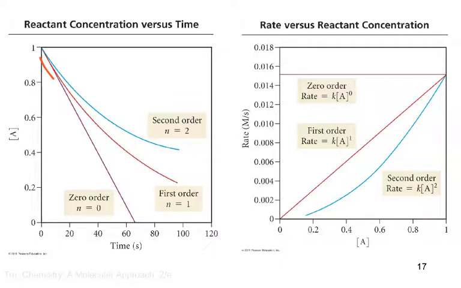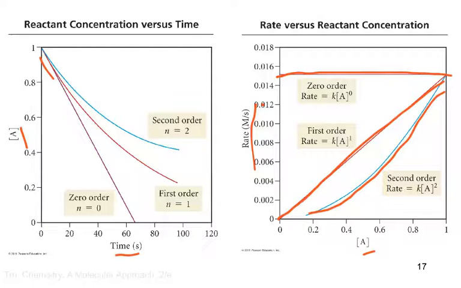Then we can do the rate versus the concentration. This was the concentration versus time. This is the rate versus the concentration. So a zero order, not dependent on concentration, your rate stays steady no matter what the concentration is. First order, it's going to depend linearly. Second order, it's going to be a quadratic equation if you plot that rate versus the concentration of the reactant.